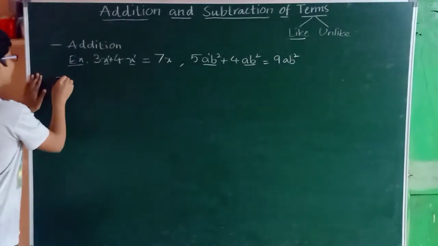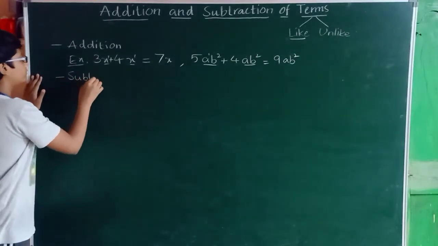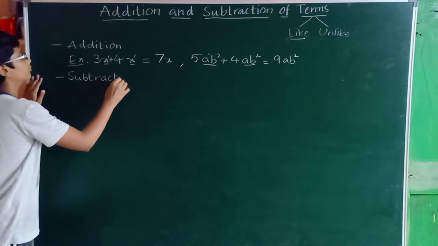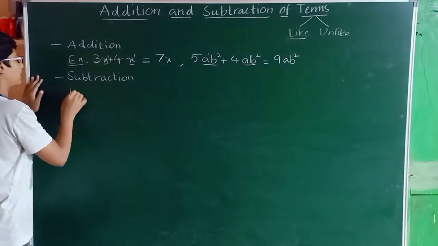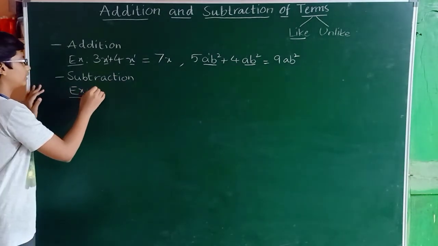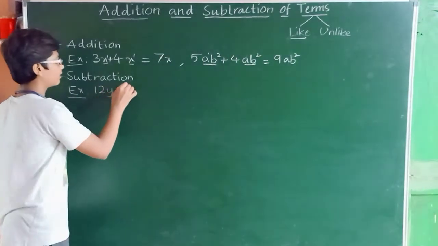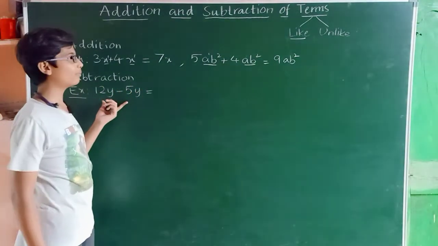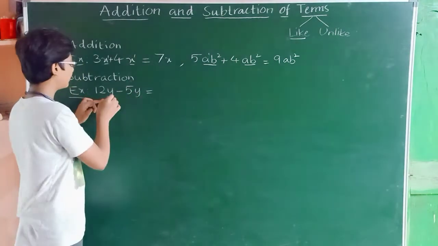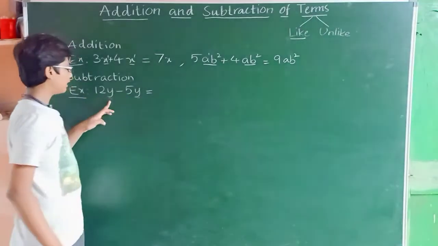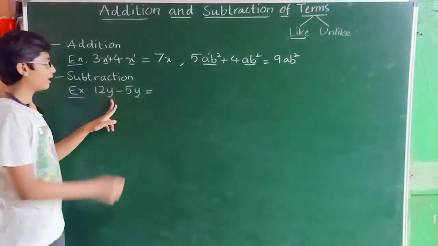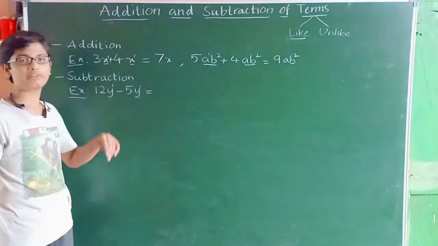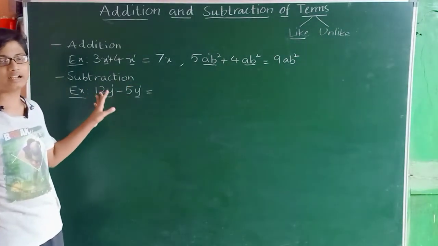Next, subtraction. Example, let's take 12y minus 5y. Let's see, are these both like terms or unlike terms? See, y and y. The variable is the same and their powers are 1, so the powers are also the same. So these both are like terms.